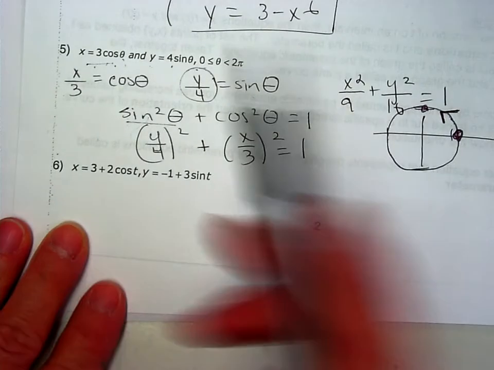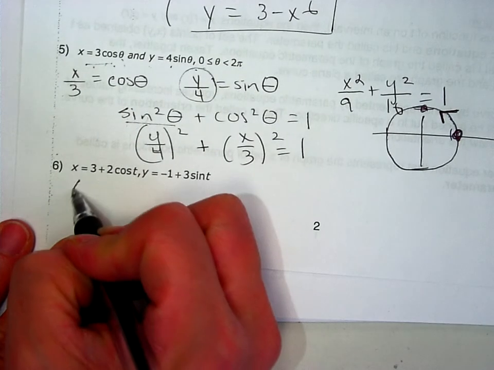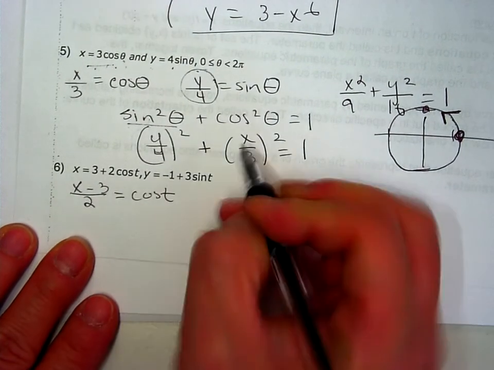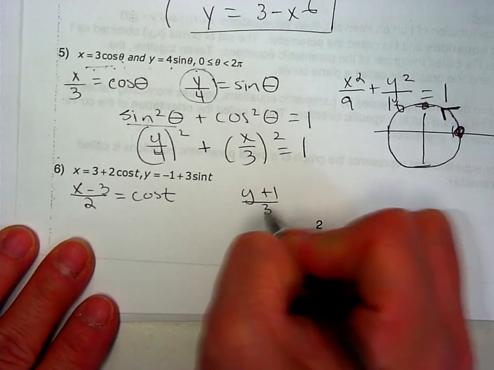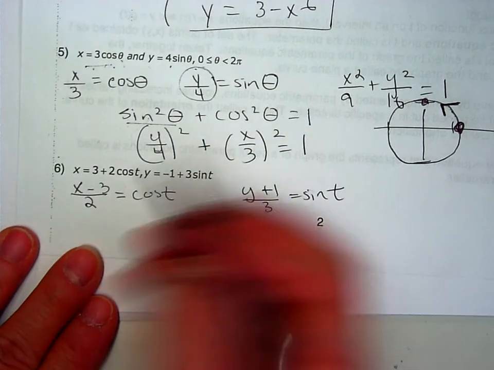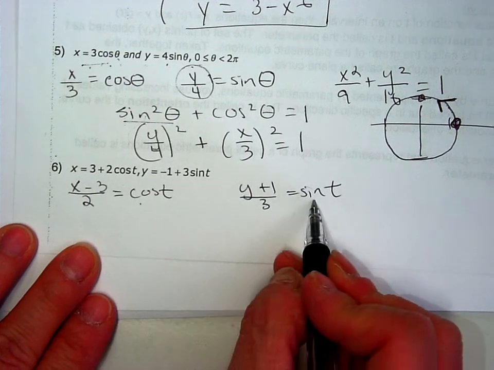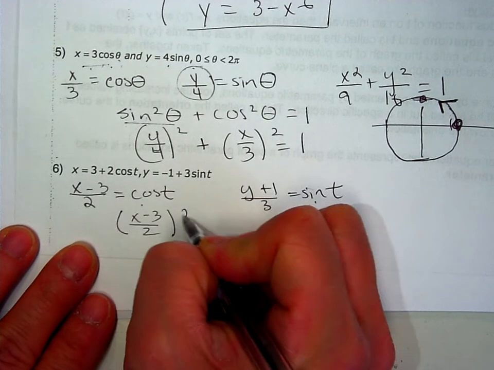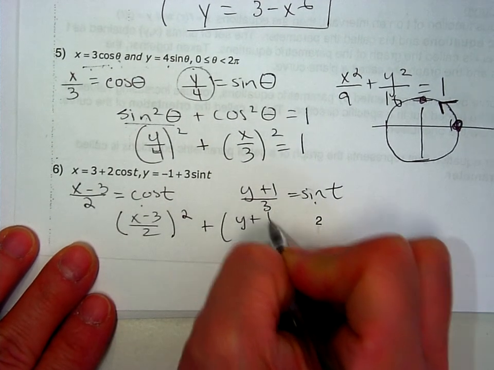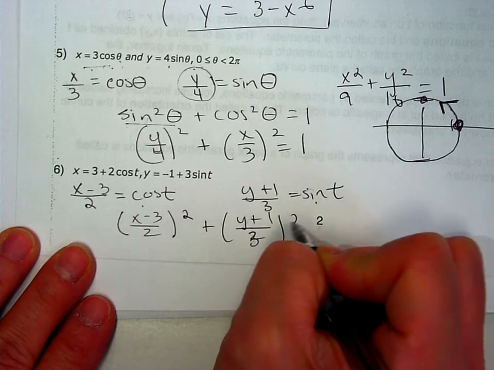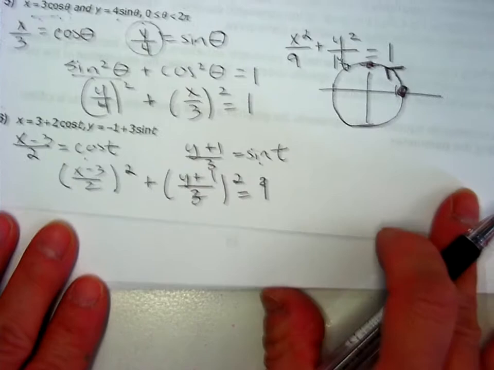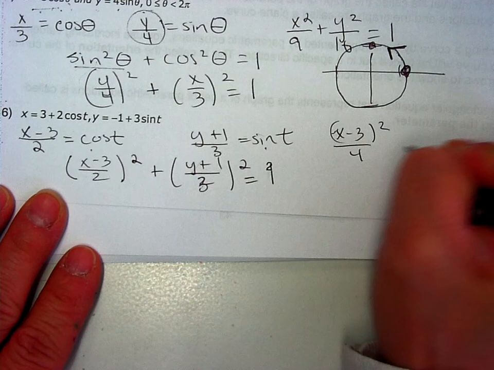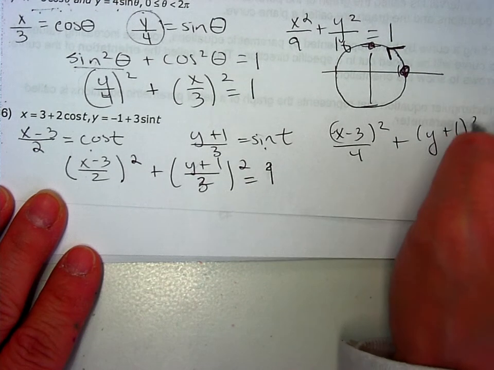I'm going to do the same thing with the last one. Again, I see sines and cosines, so I'm going to solve for cosine and sine. X minus 3 over 2 equals cosine of t. Y plus 1 over 3 equals sine of t. I know that cosine squared plus sine squared equals 1 always, so in order to eliminate that parameter, I can do this plus this, equals 1. Okay, I can simplify it. X minus 3 squared over 4 plus y plus 1 squared over 9 equals 1.